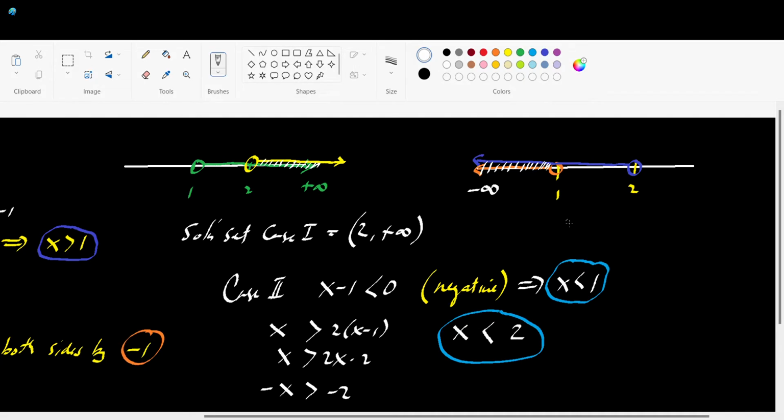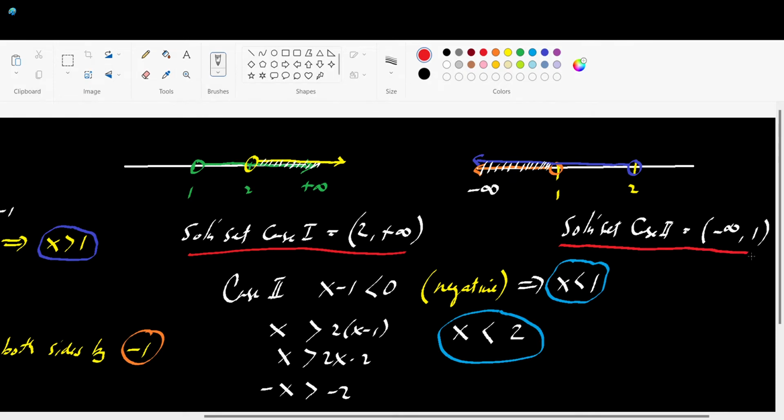So we write the solution set of case 2 as the interval negative infinity to 1. So we have the solution set for case 1 and the solution set for case 2. We write down the solution set for the given inequality. So the solution set will be the intervals.